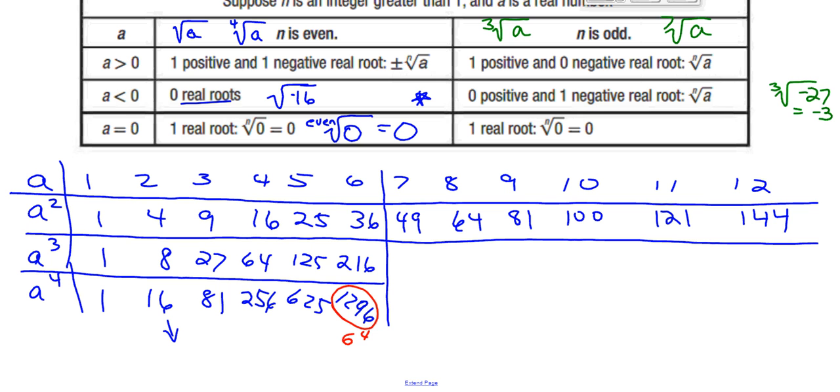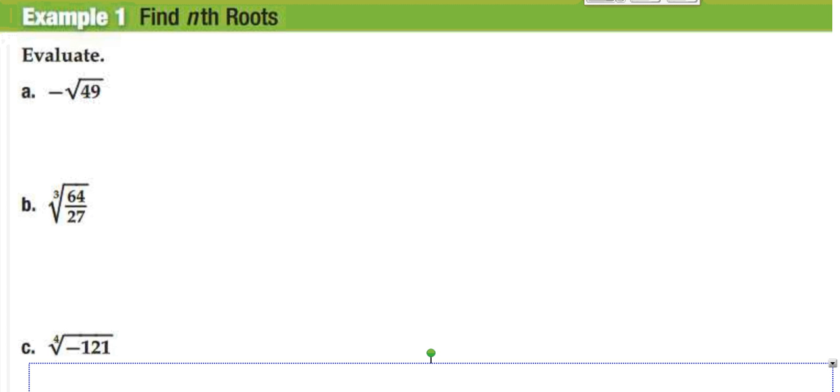Okay, now the next thing we want to do is look at some problems, thinking about this little table as we go. So here's our first problem. Now, look at that. The negative is outside, correct? So it just means the answer is negative. So that's all we have to do. What's the square root of 49? Just tell me.